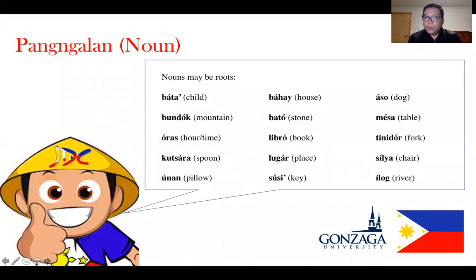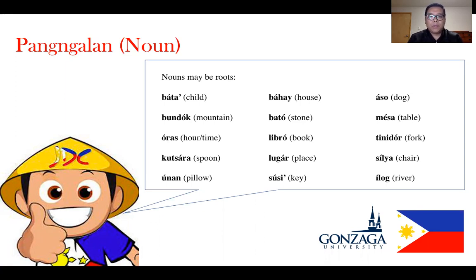Okay. Now we all know that in the English language, nouns can be classified into proper or common noun. We also have abstract noun. We also have mass noun or countable noun or count noun. It's also important for us to understand that nouns can either be compound nouns or nouns that are roots. Okay, so nouns may be roots.